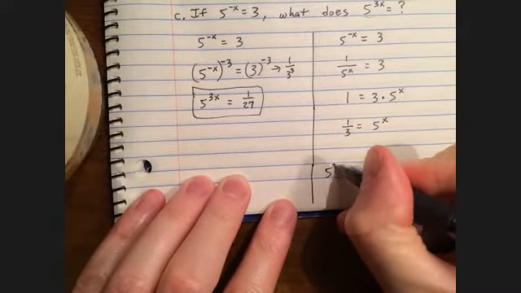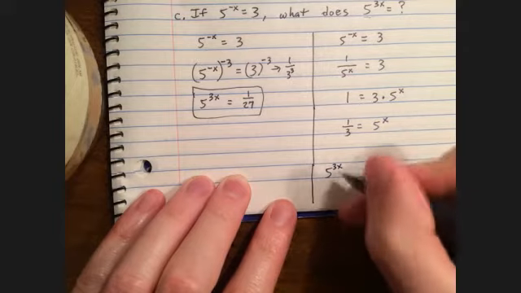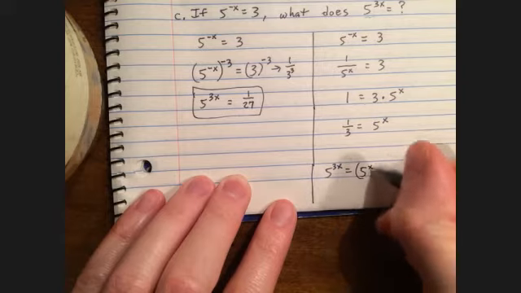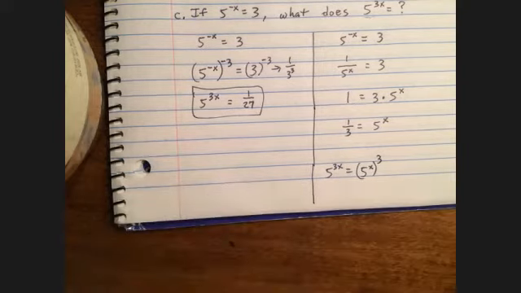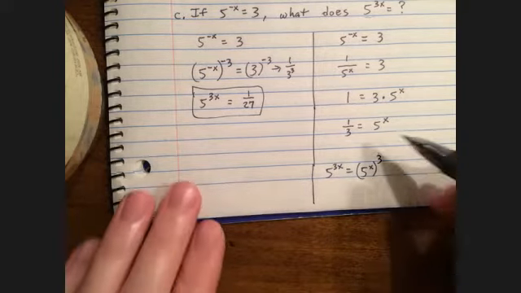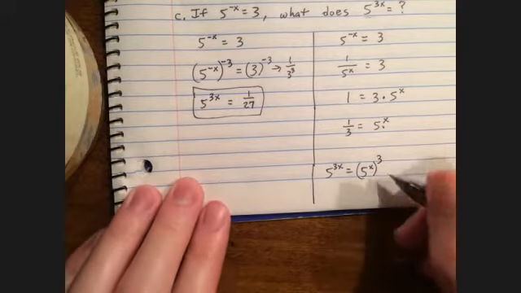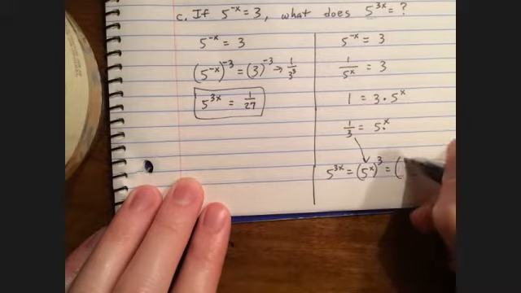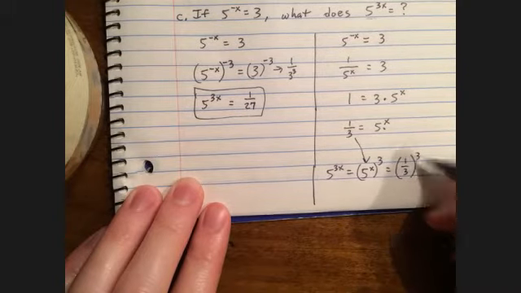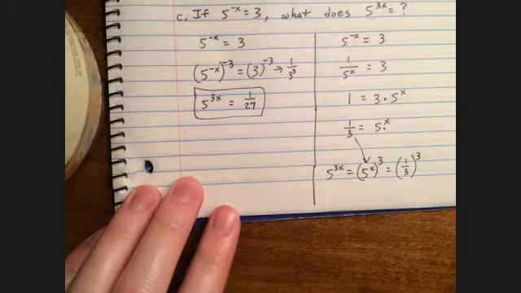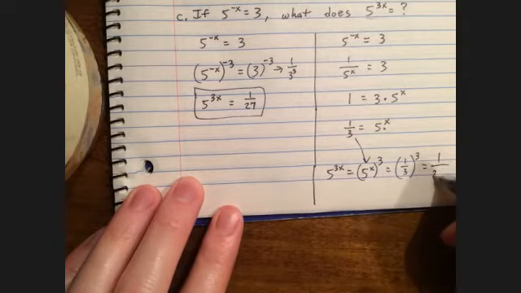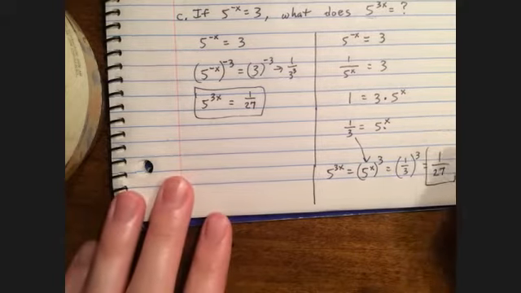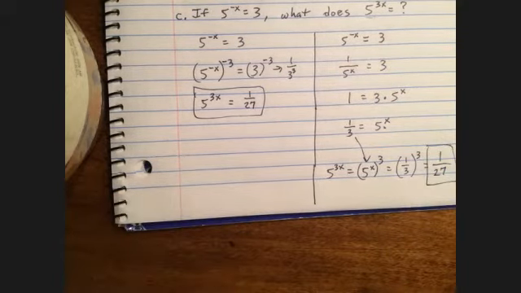So 5 to the 3x is the exact same thing as 5 to the x raised to the power of 3, right? And we know that 5 to the x is 1/3, so we can substitute 1/3 in place of that 5 to the x. So we're just going 1/3 raised to the power of 3, which is the same thing as 1 over 27. So I just thought I would give you a couple different methods of looking at that particular problem.